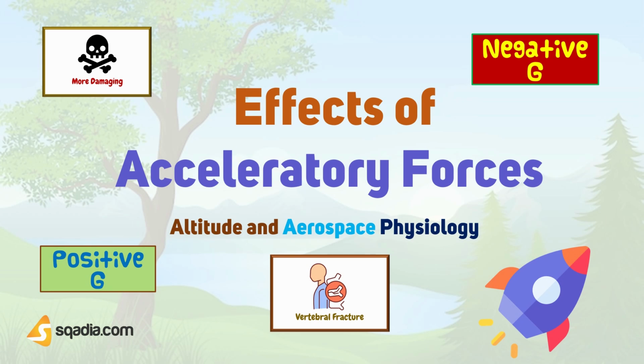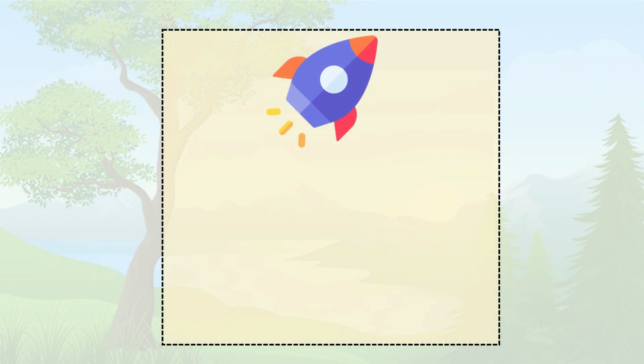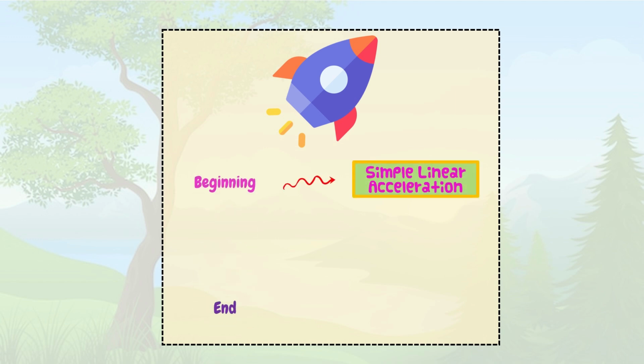In this section, we will talk about the effects of acceleratory forces on the body in aviation and space physiology. Because of rapid changes in velocity and direction of motion in airplanes or spacecraft, several types of acceleratory forces affect the body during flight. At the beginning of flight, simple linear acceleration occurs.